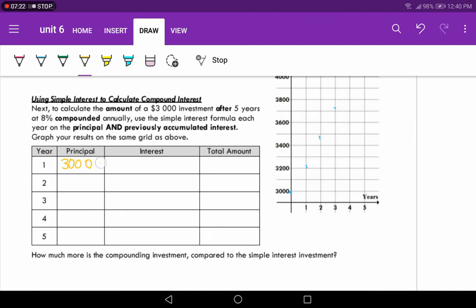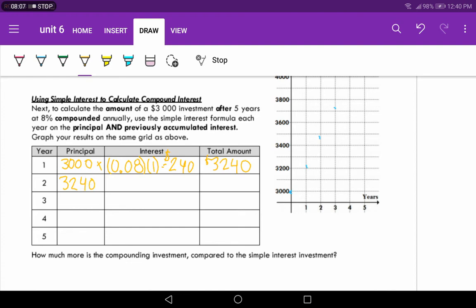In order to figure out that interest, I'm again multiplying by 8% as a decimal. And it's been 1 year. So just like before, my first year, I make $240 in interest, which means my total amount is $3,240. Okay, so that's after the first year. This is where it differs. Okay, so now that it's been a year, your total amount becomes your principal.